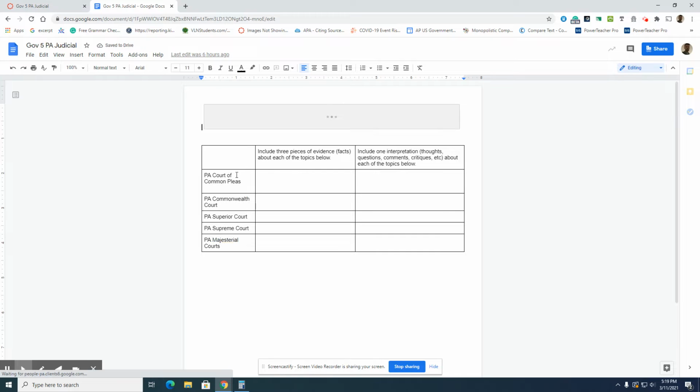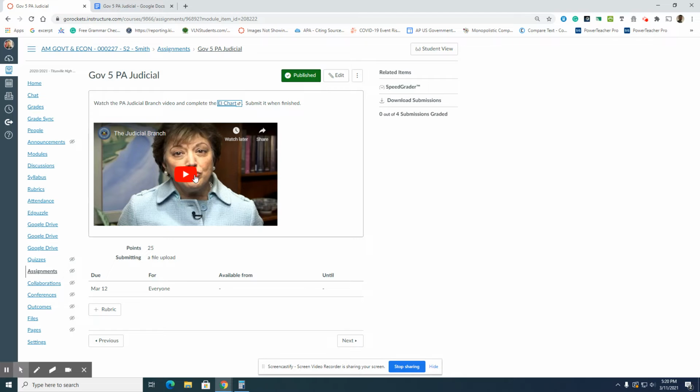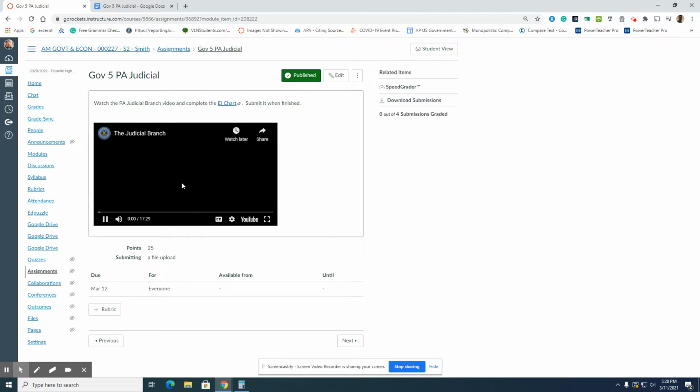There are 3 columns. On the first column would be the different types of courts. And then in this column, you need to type 3 pieces of evidence or facts about each of these types of courts. And then over here, 1 interpretation about each. And you can see the video is right here. So you can just click on that.